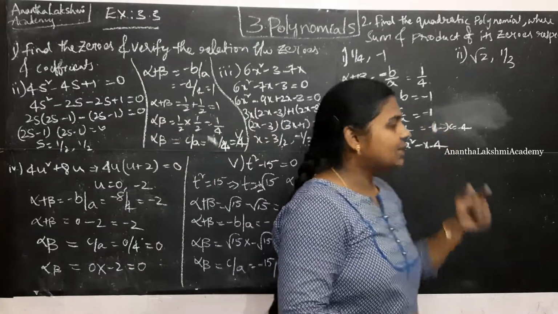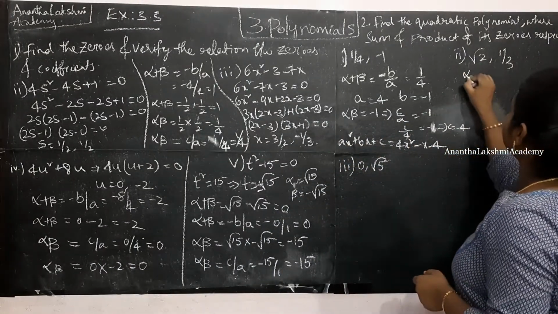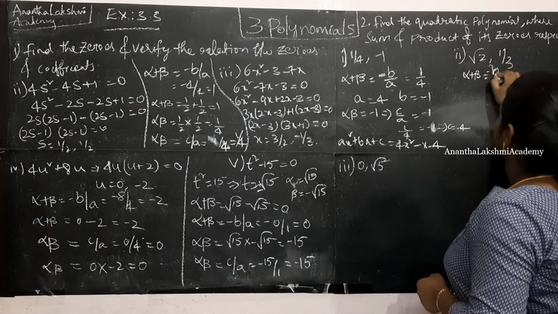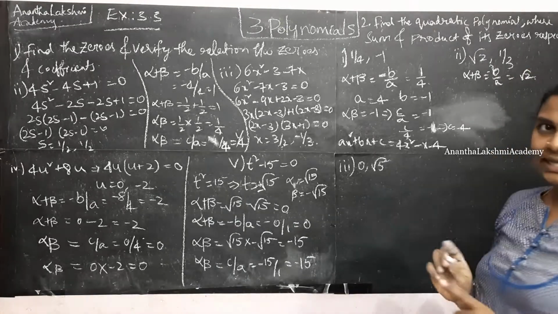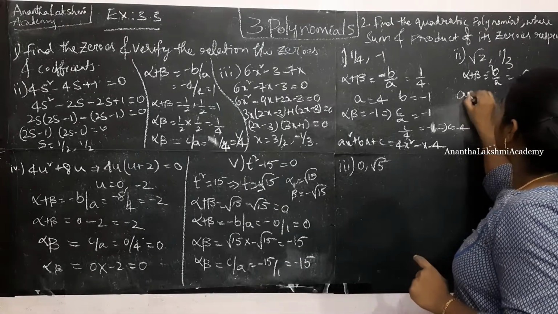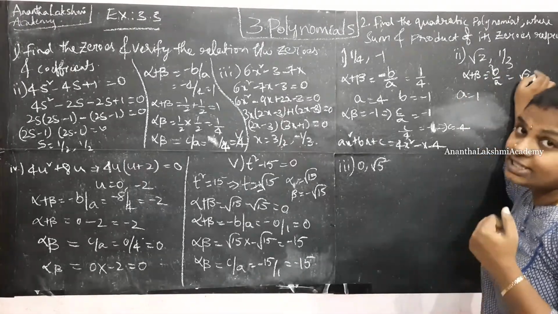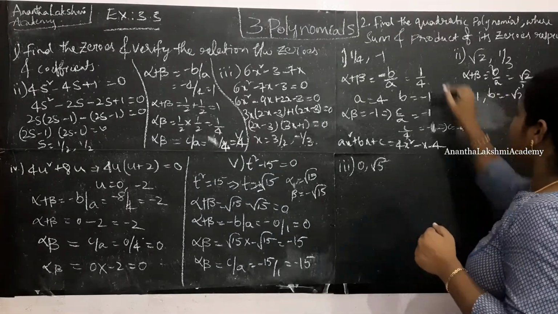Alright, let's look at the next problem. The bit number 2, alpha plus beta is equal to minus b by a, which is equal to root 2. If you look at this, we get to understand that the denominator is 1. Hence, a is equal to 1. Minus b is equal to root 2. What is b then? B is nothing but minus root 2.